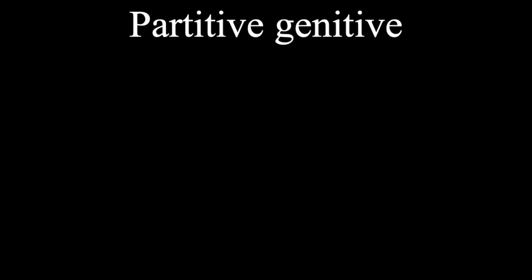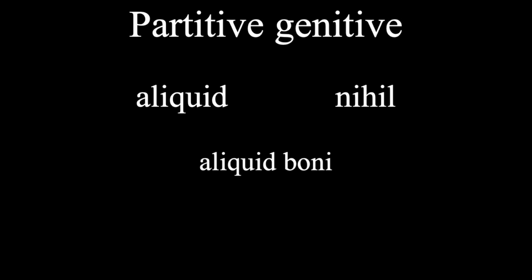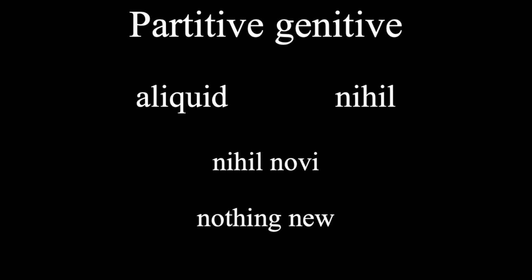Sometimes one of these partitive words, particularly aliquid and nihil, might be combined with an adjective. These aren't really amounts per se, so it's only debatably a partitive genitive, but it's still pretty easy to translate. So you might have something like aliquid boni, which would be translated something good. Or you could see the phrase nihil novi, which would mean nothing new. All right, that's enough for the partitive genitive.